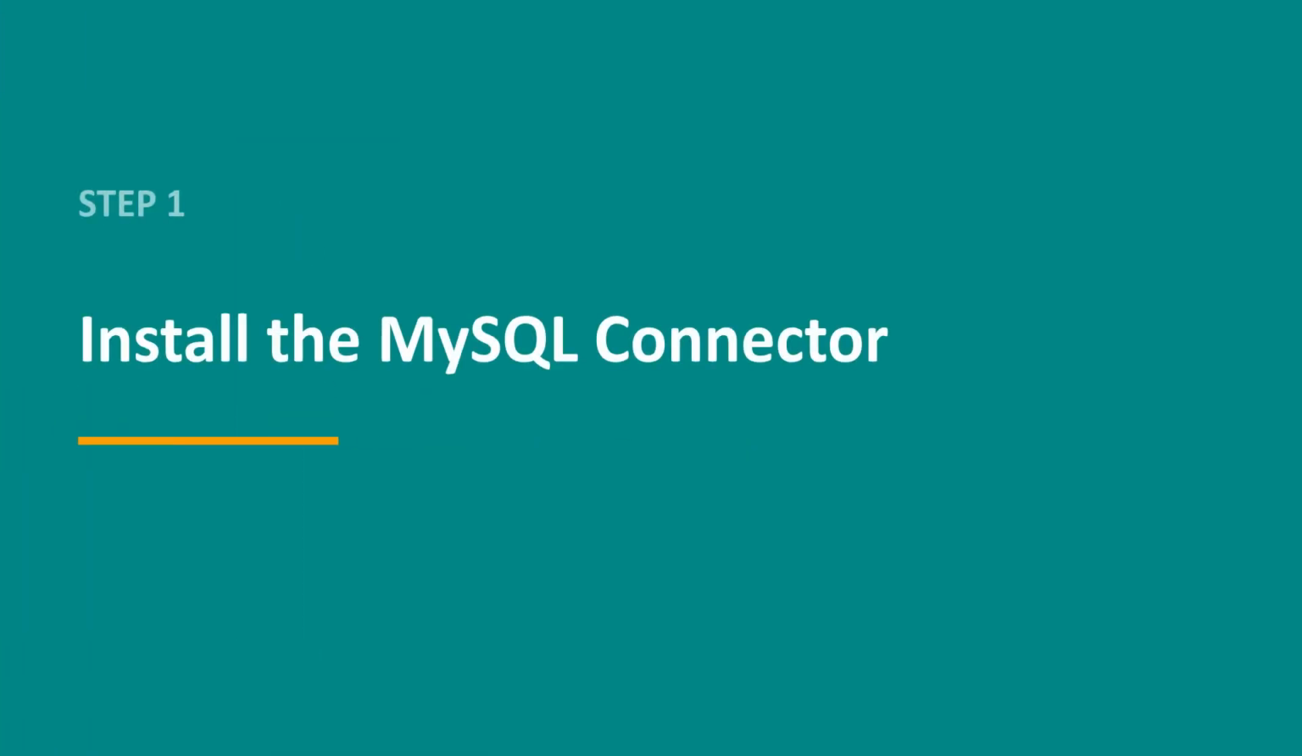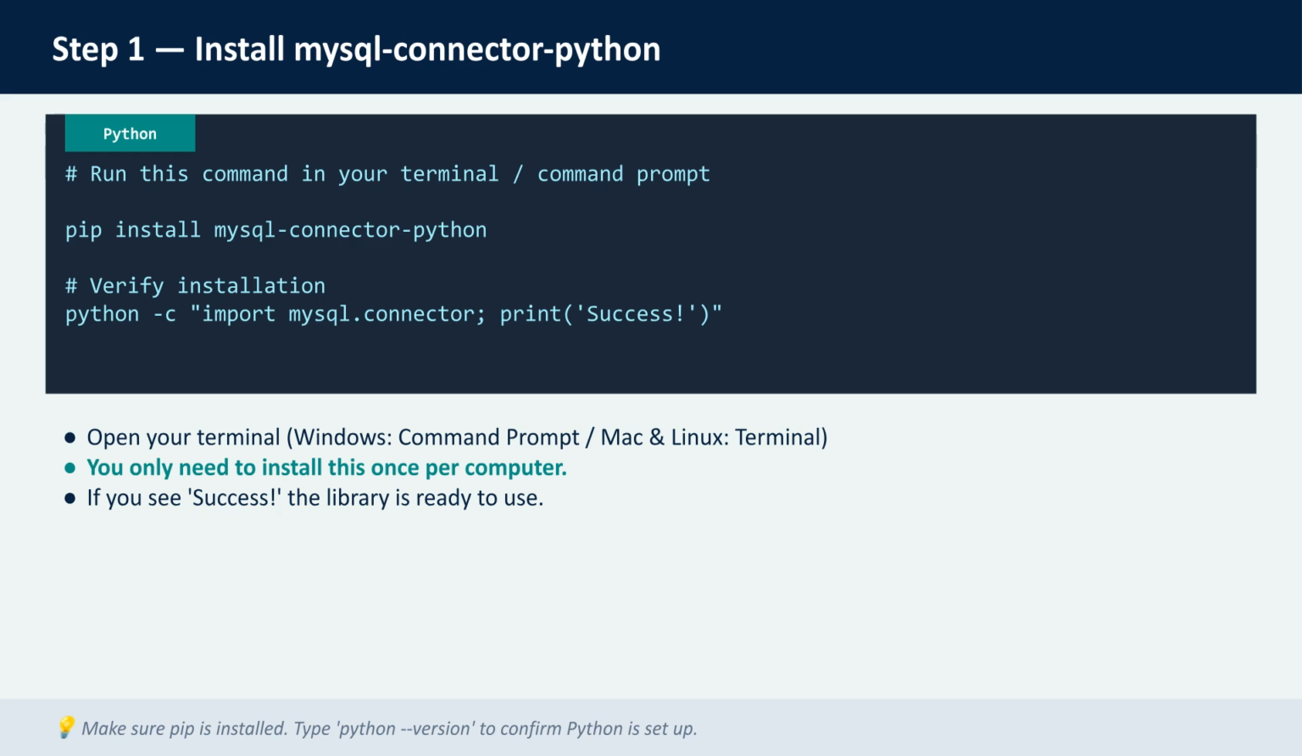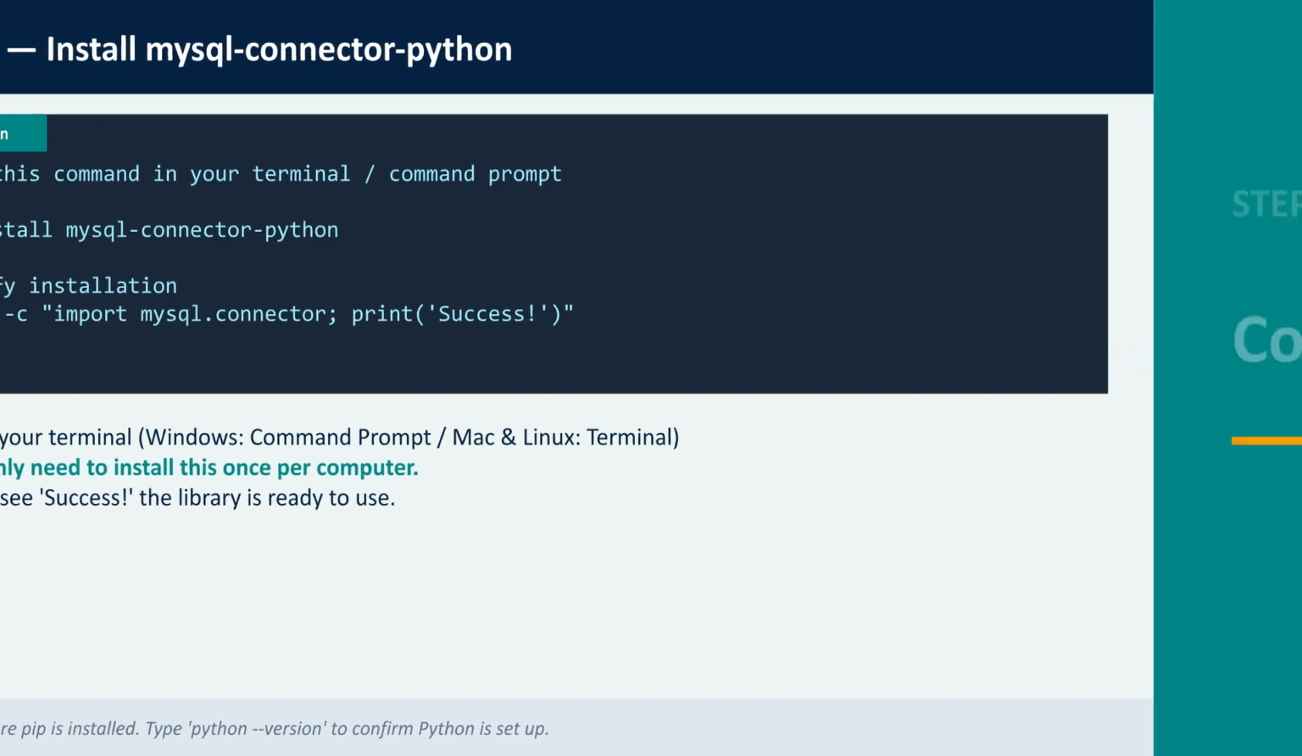Step 1. Install the MySQL connector. This is the essential Python library that allows us to communicate with the MySQL database. Use the command pip install mysql-connector-python in your terminal. After installation, verify it by running the import command. If you see success, the library is ready. This is a one-time installation per computer.